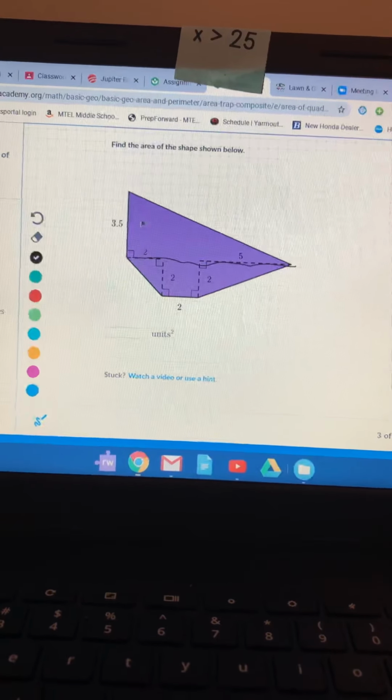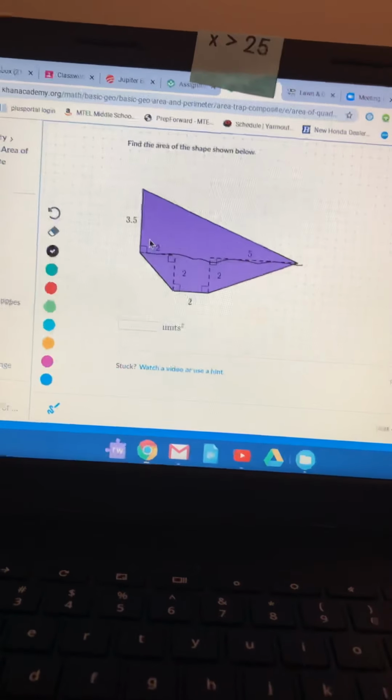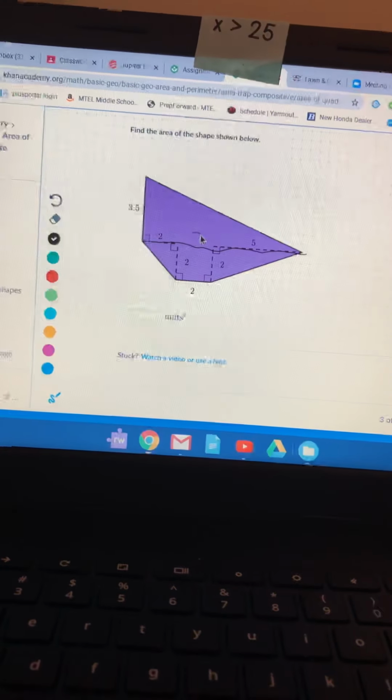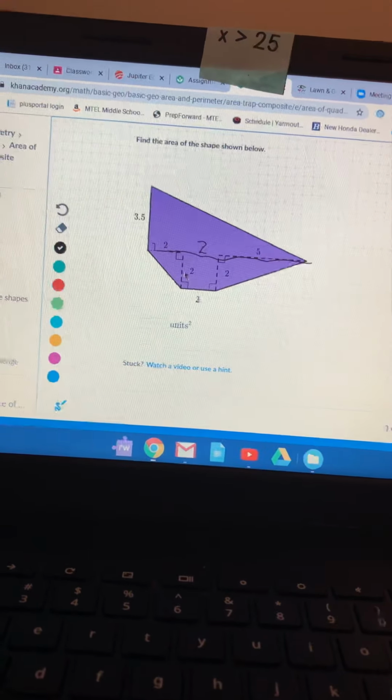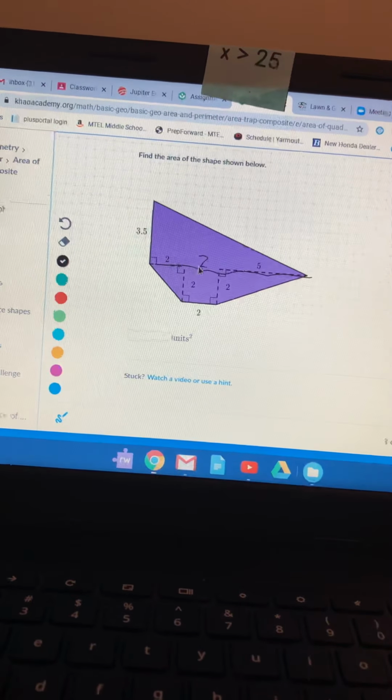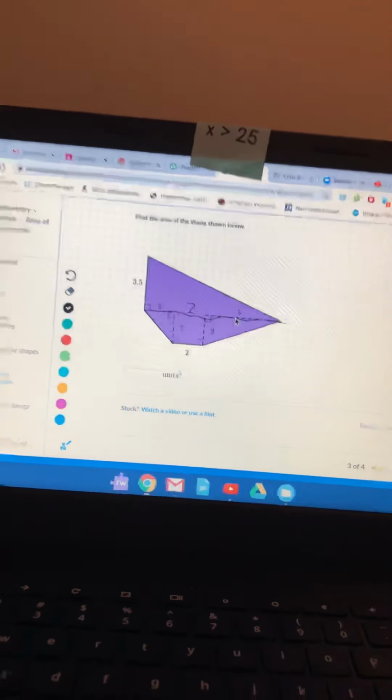So this big triangle, all right, triangle formula. I need to be careful of the measurement of this full length. I know this is 2 because that's 2. So it's 2 plus 2 is 4, plus 5 is 9. So I have a triangle, all right?